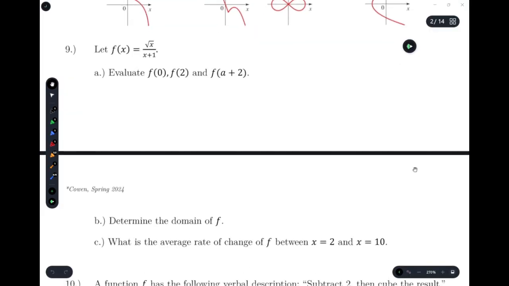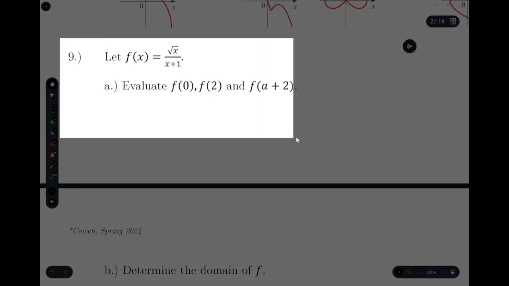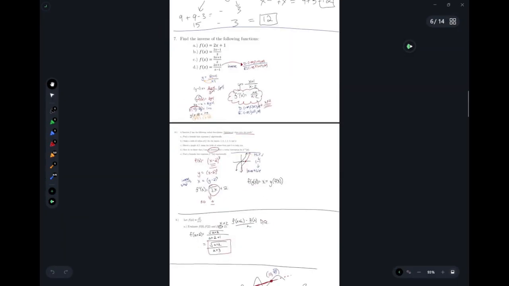Number 9? Yeah, we can do it. We can do this one pretty quick and then we'll take a break. First step. First one. What are you plugging in?